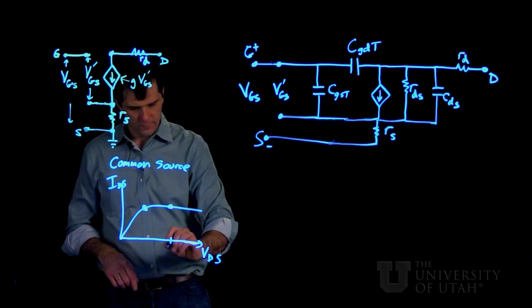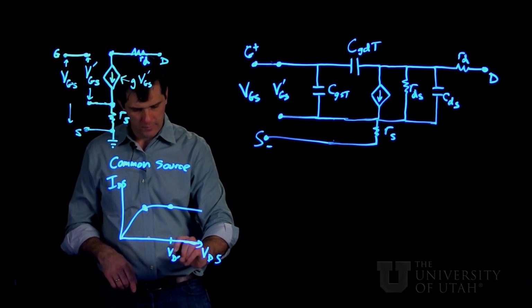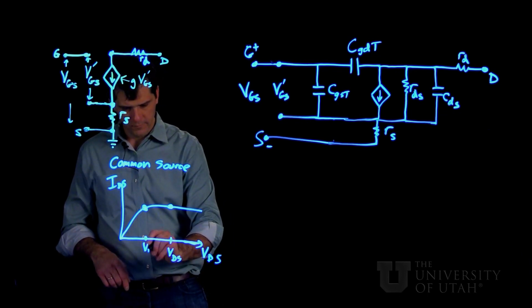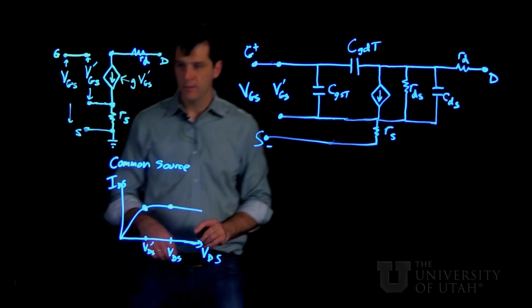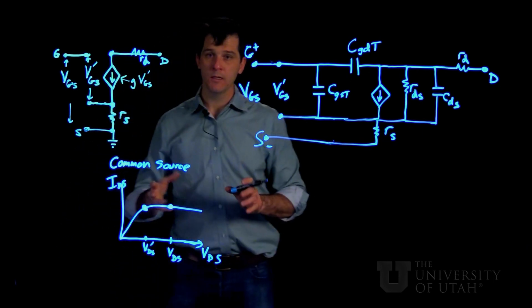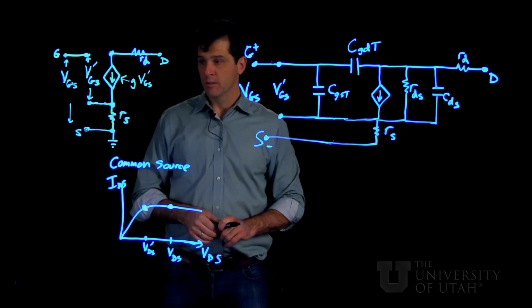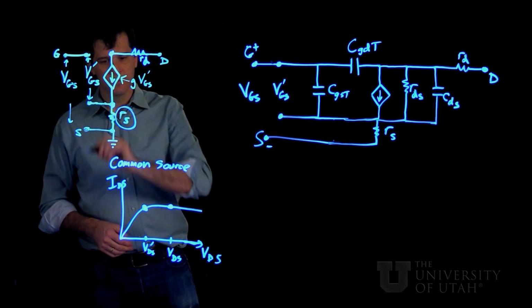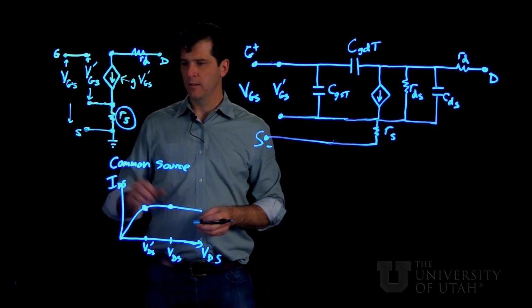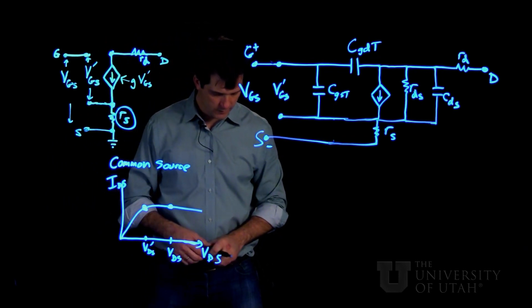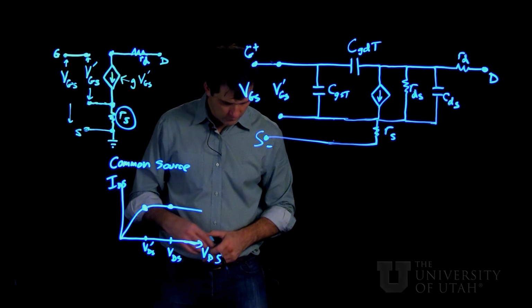So this is VDS, and this is VDS prime. The transconductance is not changed to first order, but the amount of voltage is. So that's the action of having a source resistance, which could come from bad fabrication.